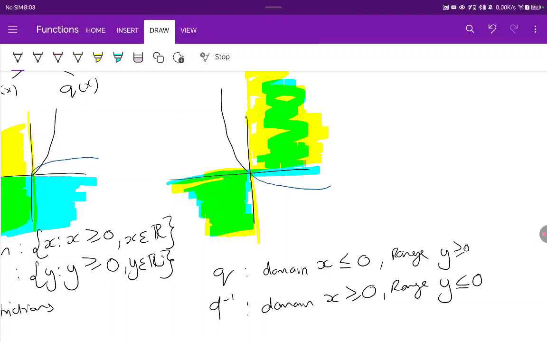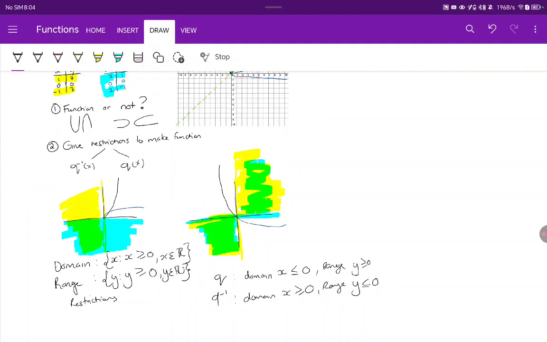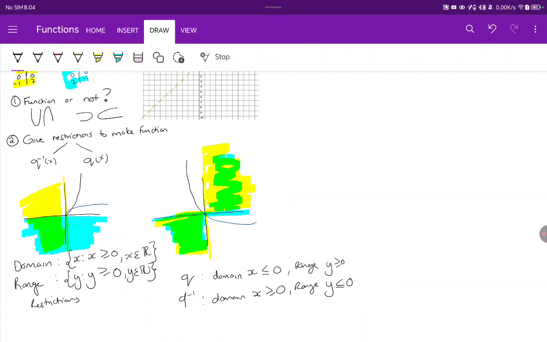Those are my restrictions if I wanted to make them both a function. So this is important that you are able to do that. Define whether or not it's a function, and then make it a function by imposing restrictions, and your two possible scenarios are on the screen.